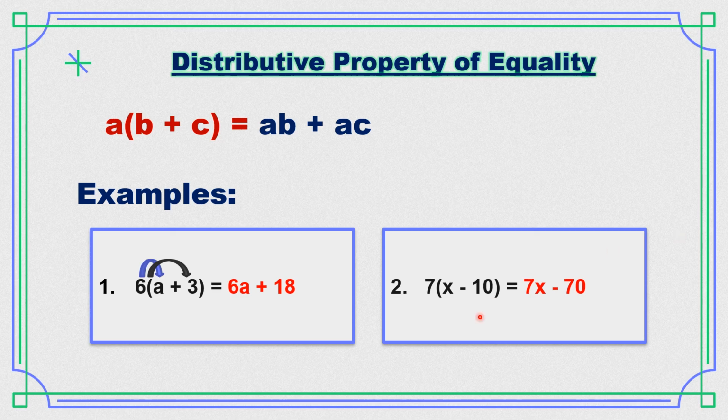So, sa number 2, 7 times the quantity of x minus 10 equals 7x minus 70. So, paano po yan? So, i-distribute natin, magiging 7 times x is 7x. Minus, so minus din yan. Then, 7 times 10 is 70. So, kaya po nakuha yung sagot na yan.